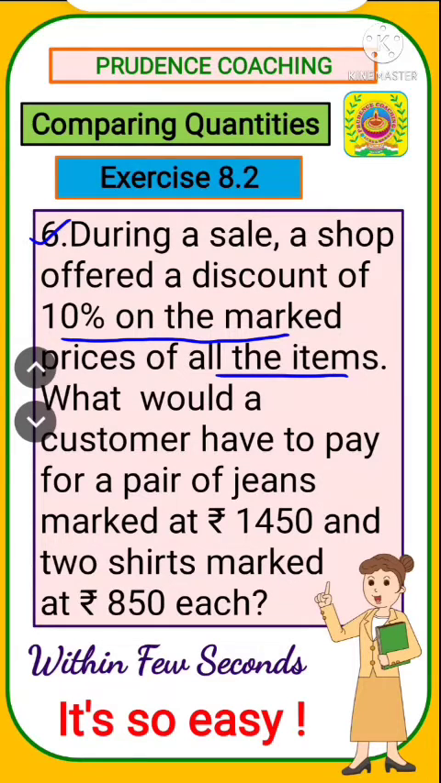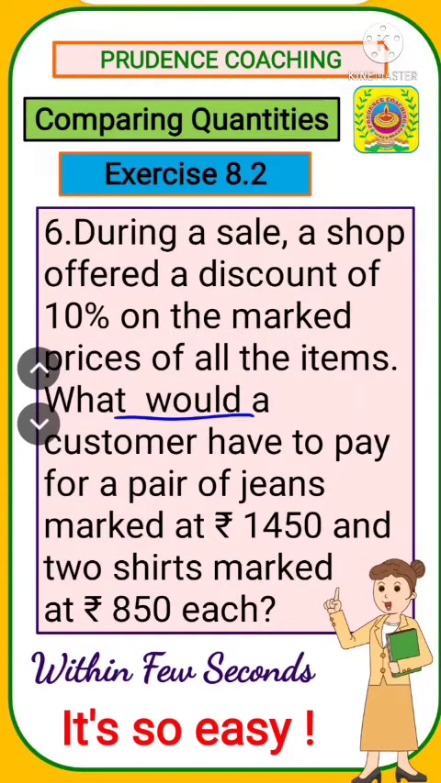Next, what would a customer have to pay for a pair of jeans? How many jeans is the customer buying? A pair of jeans means 2 jeans at rupees 1450. That is, 1450 is the cost of 2 jeans, and 2 shirts marked at rupees 850 each would be the value, or the amount, the customer has to pay.